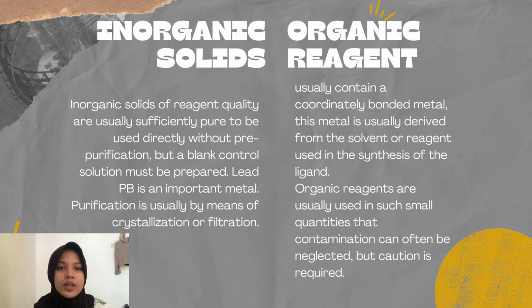Organic reagents usually contain condensed, bonded metal. This metal is usually derived from the sulfur and reagents used in the synthesis of the ligand. Organic reagents are usually used in such small quantities that contamination can often be neglected, but caution is required.